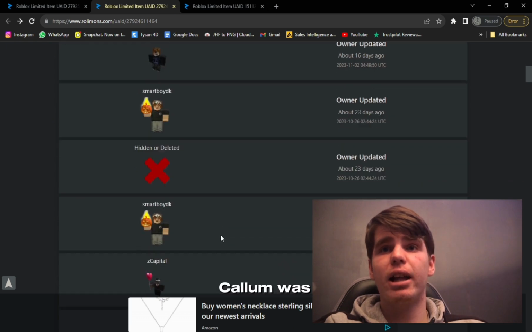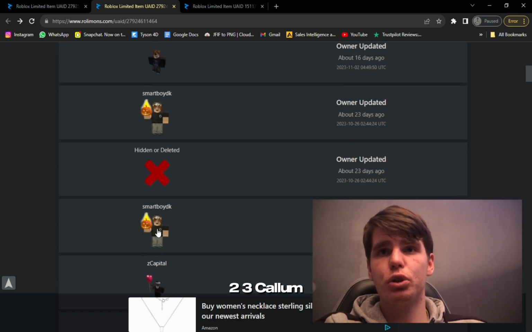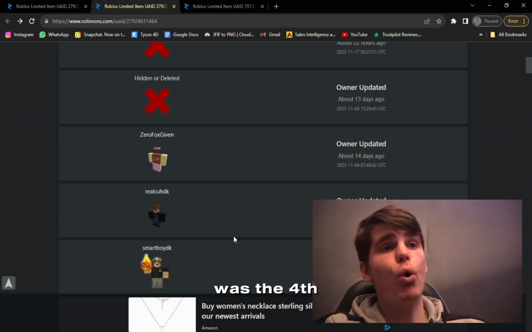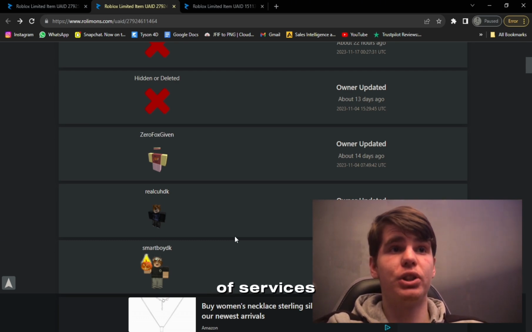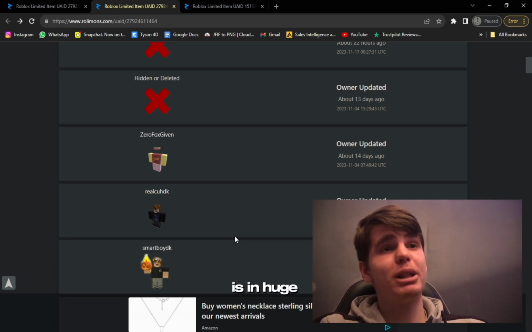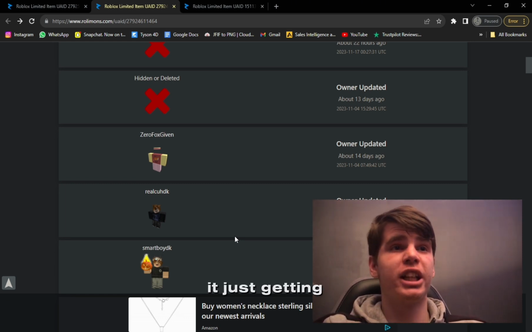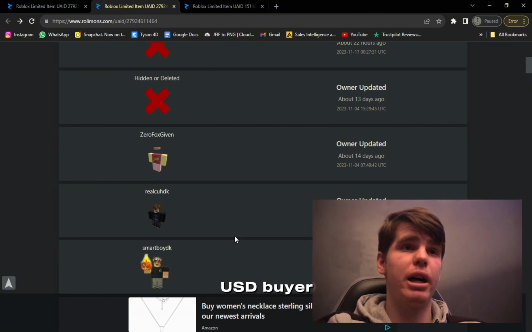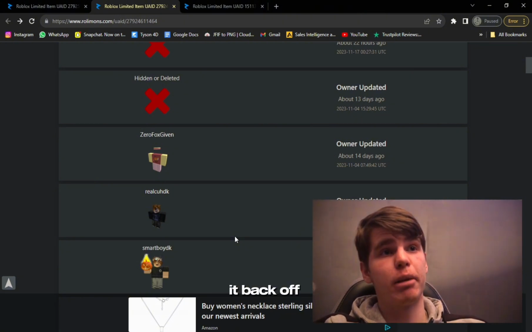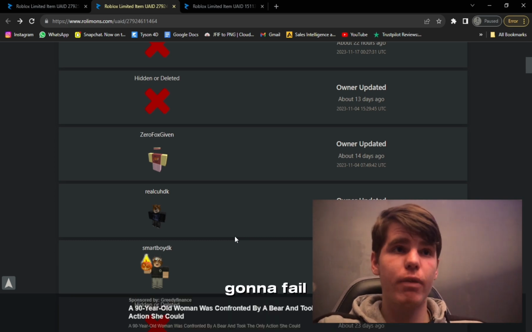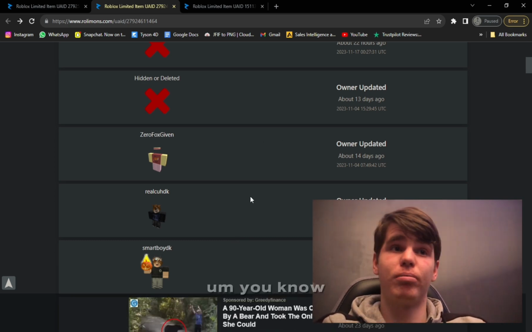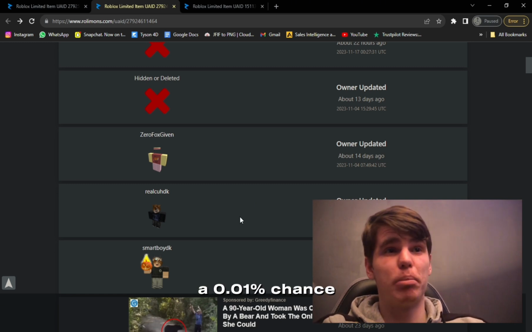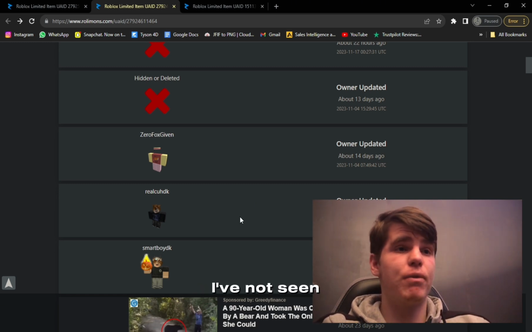Because again, Callum was the fourth owner of when this was against the terms of services, which means that limited is in huge danger of just getting deleted because a USD buyer decided to try to get it back off him, which is going to fail every single time, okay? You're not going to get past it. You know, there's like a 0.01% chance you are. I've not seen anyone do it.